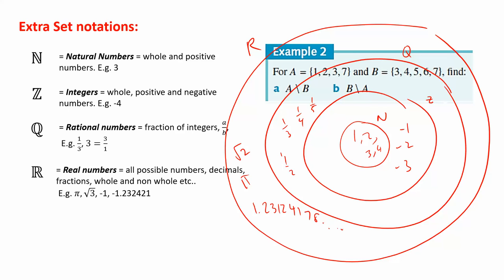Write down. So if you think about the bigger circle, R represents any number you can think of. R can have N, R can have Z, R can have Q, and R can have anything that's not Q.